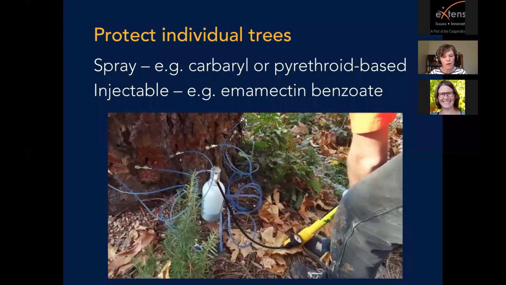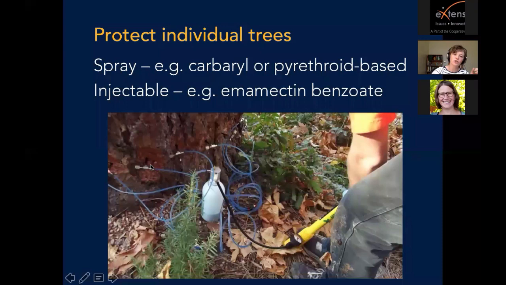And then this new technology, which are injectables. The nice thing about some of the injectables is you have much less non-target effect, impacting insects other than the ones that are boring into that tree. And so emamectin benzoate is an example. So Tree-age, I think, is one of the commercial chemical names. And so this is where you are putting in these sort of almost like a needle, and you're pressurizing the product into the tree.